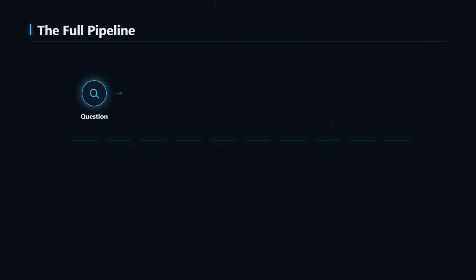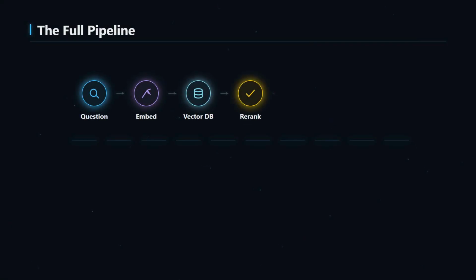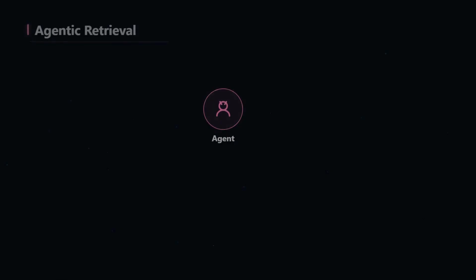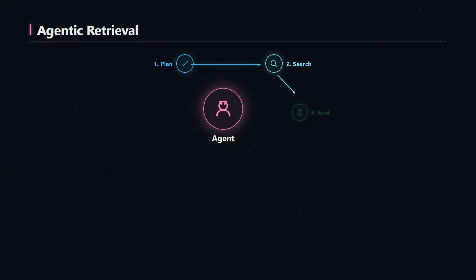Put it all together: a question comes in, it is embedded. The vector database retrieves candidate chunks. A re-ranker sharpens the order. Hybrid search protects exact terms, the best chunks are inserted into the prompt, and the model generates a grounded, evidence-based answer.